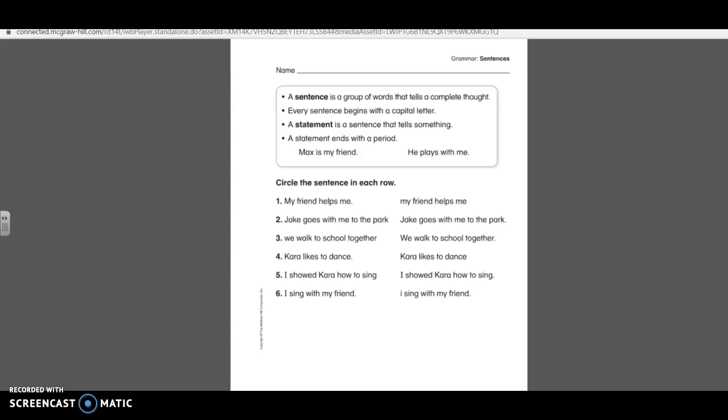Okay, let's read number 2. Jake goes with me to the park. Okay, the second sentence says the same thing. Jake goes with me to the park. Which one is correct, though? Is it the first one or is it the second one? What do sentences need? And what else? Which one has both? The first one or the second one, Elise? The second one has both? Then circle the second sentence.